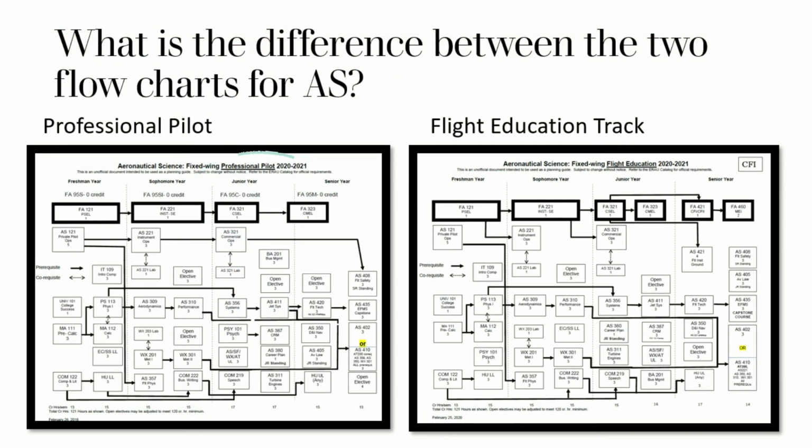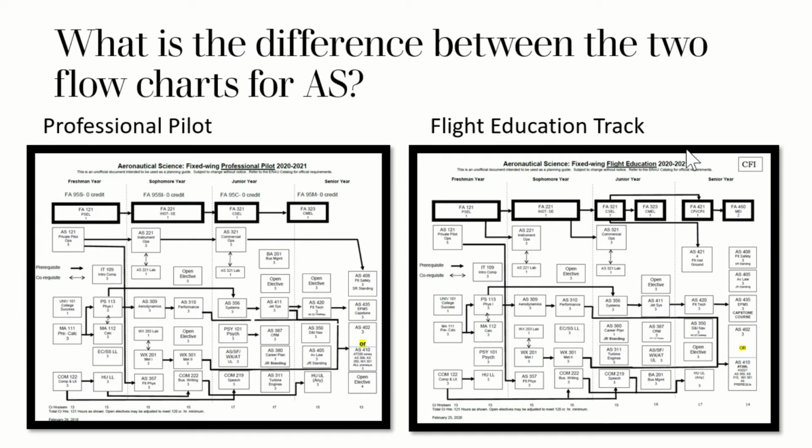You're probably wondering what the main difference is between the two flowcharts for aeronautical science fixed wing flight students. The professional pilot track is all the flight courses up through commercial multi, with open electives. The flight education track takes some of these open electives and renames them as CFI courses. You are defaulted to the professional pilot track, and we will keep you in this professional pilot track, and I'll talk about that in just a moment in a different area.